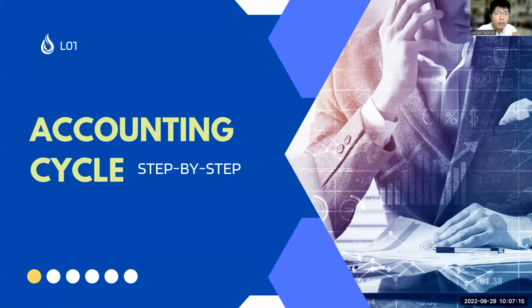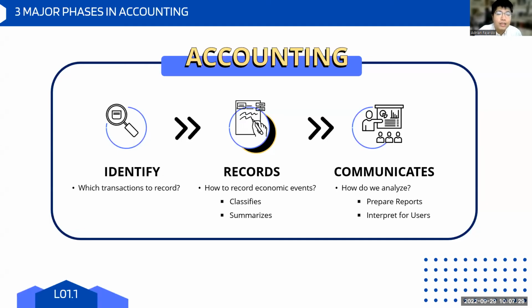From here, what we really want to do for this learning objective is to look at it step by step. What are the required steps from the initial recognition all the way to creating our financial statements? Way back in our very first lecture, we mentioned that there are 3 major phases in accounting, right? Identify, record, and communicate. Identifying is just identifying which transactions to record, which of these are economic transactions that we need to take down, and differentiating them from personal transactions or events that are separate from our economic entity.